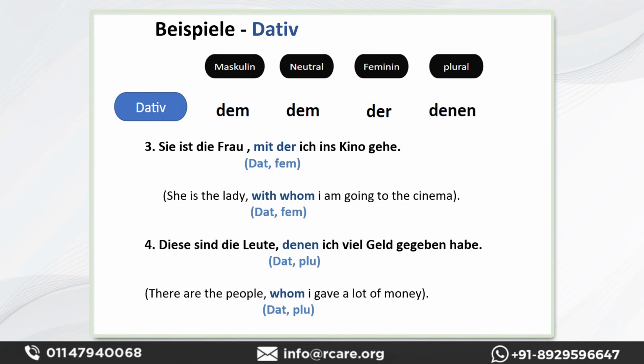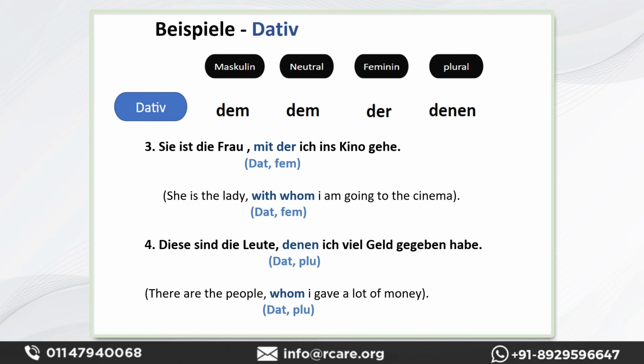Next example. Sie ist die Frau, mit der ich ins Kino gehe. So she is the lady with whom I am going to the cinema. Now here we are changing the article from die to der, because of the preposition mit. So now whenever we use a preposition with the relative pronoun, the preposition comes first and the relative pronoun comes after the preposition. So she is the lady with whom I am going to the cinema.